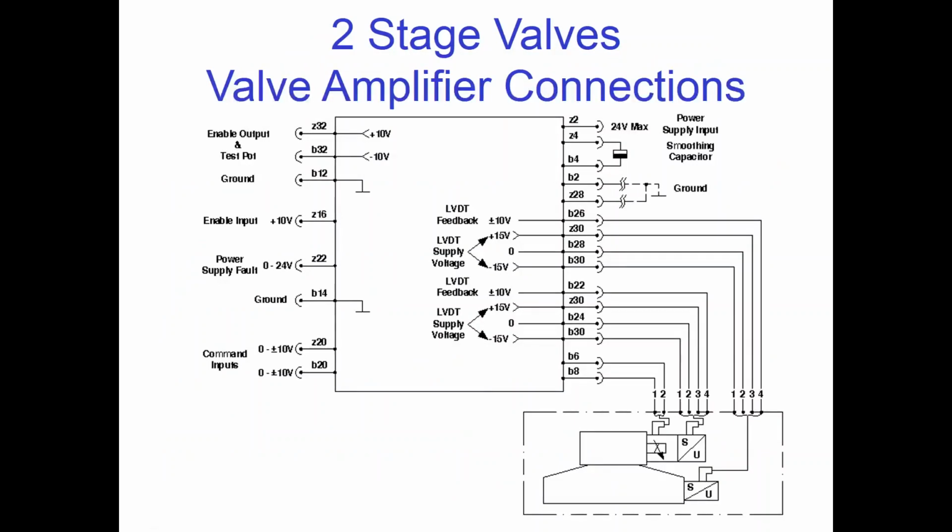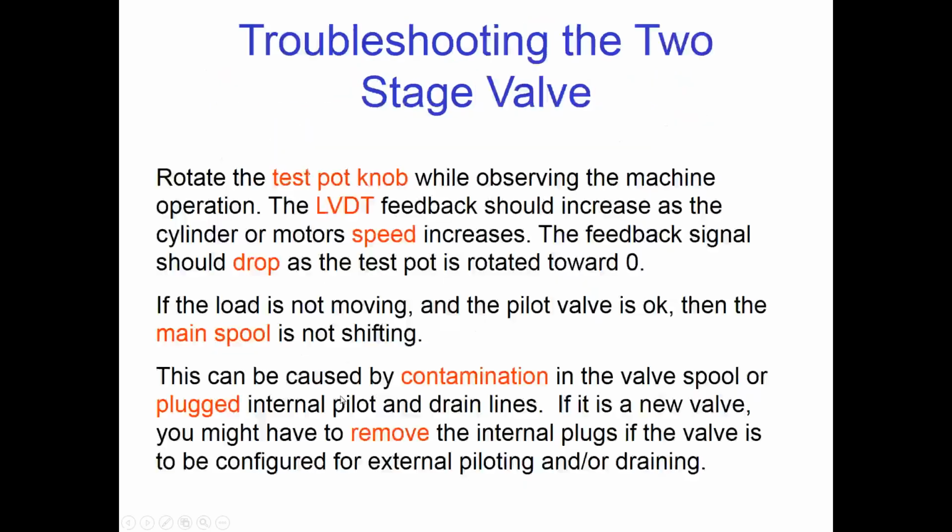That shows where you can measure the feedback. This is your LVDT feedback here at B22. Turn the test spot knob while you're watching the machine operate. Now the feedback should increase as the cylinder or motor speed increases. The signal should drop as the test point is rotated towards 0.